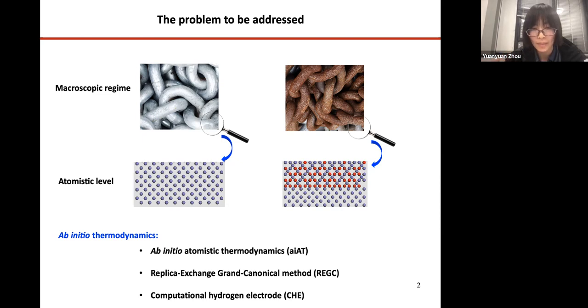And if time permits, I will also say a few words about the computational hydrogen electrode, which is an extension of ab initio atomic thermodynamics in the electrochemical field, where the electric potential is involved.